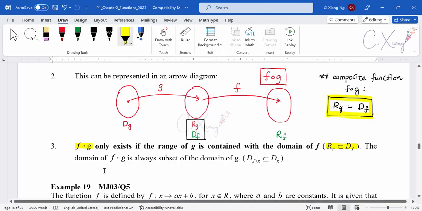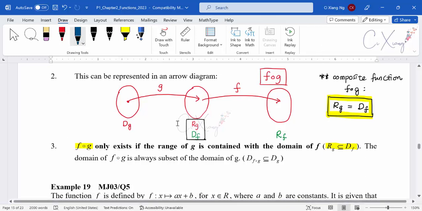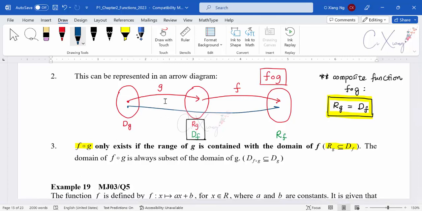Then the domain of fg is always a subset of the domain of g. You can see that the domain of fg is a subset of the domain of g. The result is because of this: when we look at the whole function overall, from the starting point to the ending set of data, this whole function here is actually f composite g, in blue color.